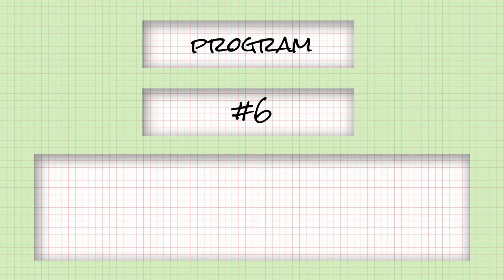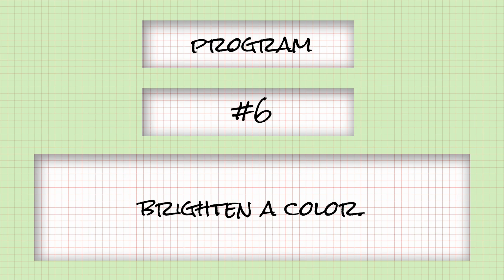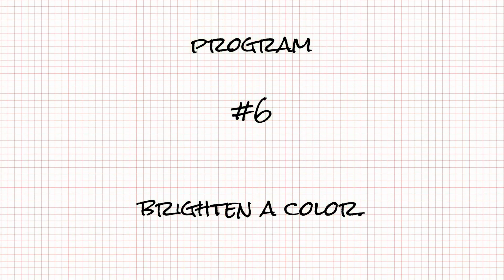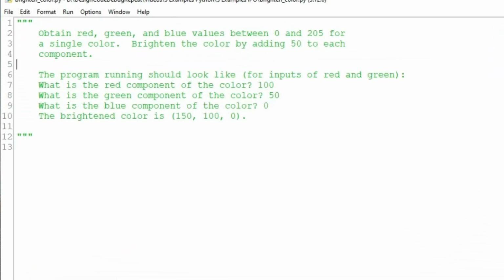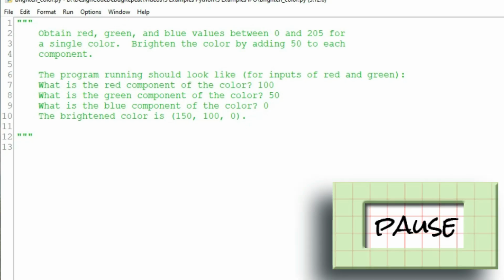Program 6, Brighten a Color. Write a program that obtains the red, green, blue components of a color from the user. The program should brighten the color by adding 50 to each of the RGB components. The RGB value should not go over 255, so warn the user to enter a value between 0 and 205 for each color component. Pause the video and write the program in IDLE, or use the code check in the description. How did you do?